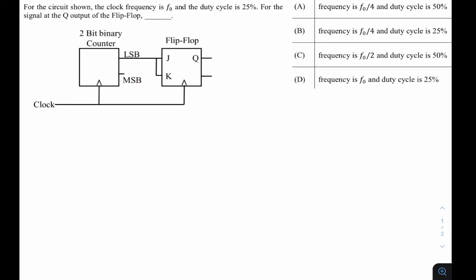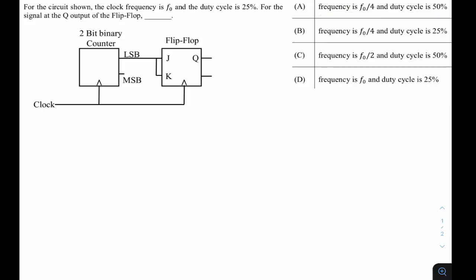This question was asked in GATE 2022 of ECE. This is from digital subjects, from the sequential circuit topic. The question is, for the circuit shown, the clock frequency is F0 and the duty cycle is 25%. The signal at the Q output of the flip-flop is dash. The options: frequency F0 by 4, duty cycle 50%; frequency F0 by 4, duty cycle 25%; frequency F0 by 2, duty cycle 50%; frequency F0, duty cycle 25%.